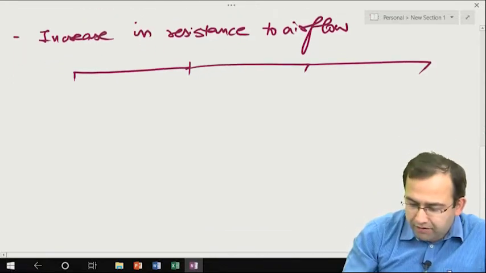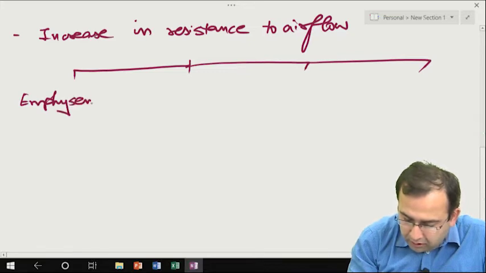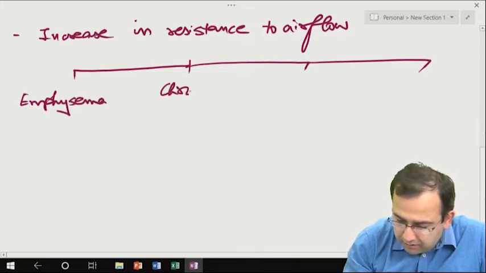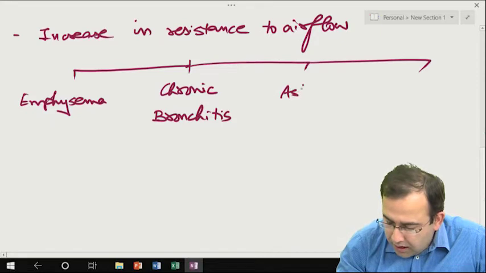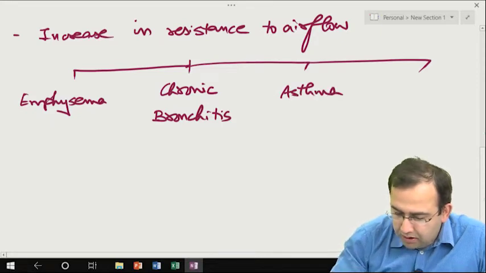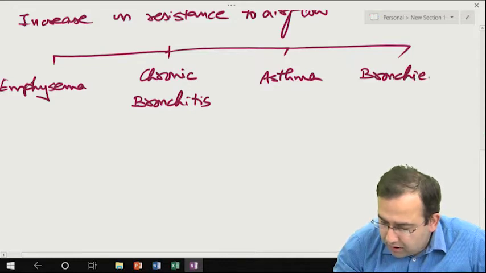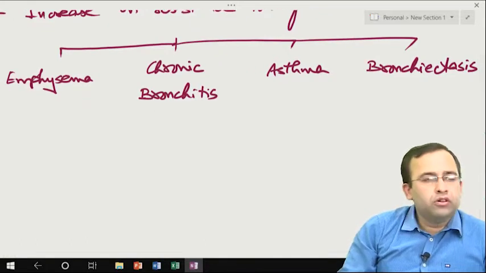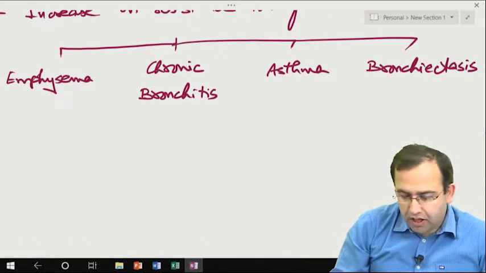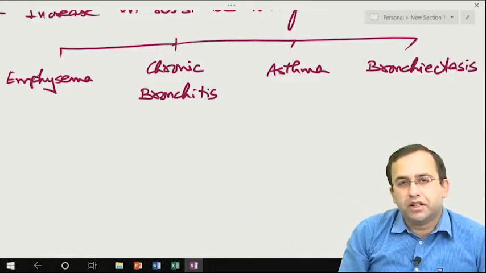They are emphysema, chronic bronchitis, asthma, and bronchiectasis. So there are four obstructive lung diseases which are emphysema, chronic bronchitis, asthma and bronchiectasis.